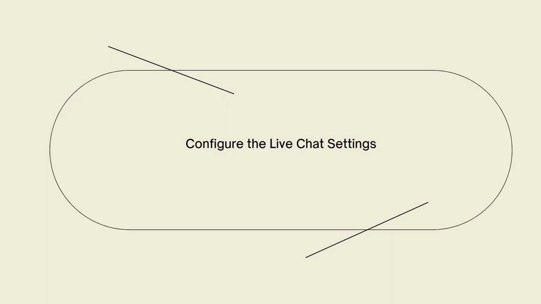Now configure the live chat settings. Open the installed live chat app from your Shopify admin panel. Follow the provided instructions to configure the chat settings. This includes options like customizing the chat widget appearance, setting up automated messages, and defining chat routing rules.